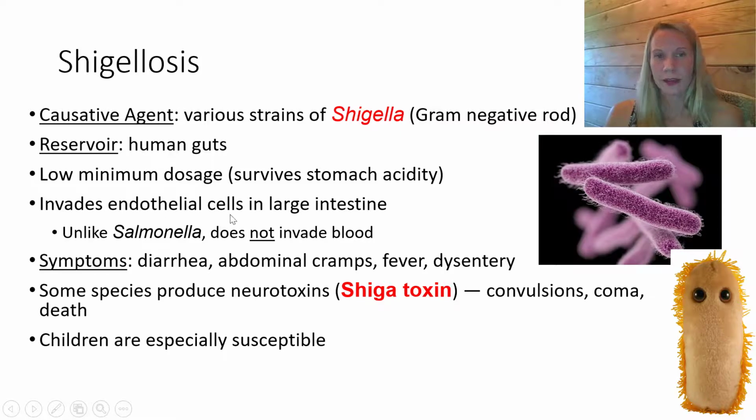It does a lot of the same things that salmonella does, including invading the cells of the large intestine. However, it doesn't typically go into the blood. You can get really severe symptoms, including dysentery. Here's a virulence trait you should take note of. It's called the Shigella toxin. It's a neurotoxin associated with convulsions, coma, and death.